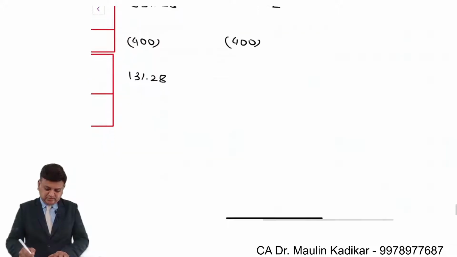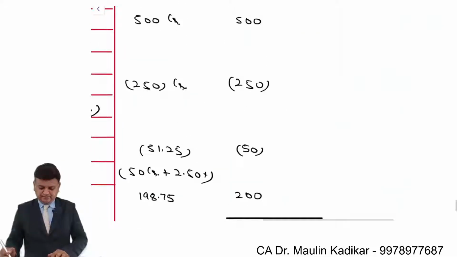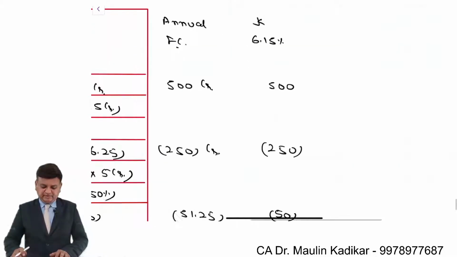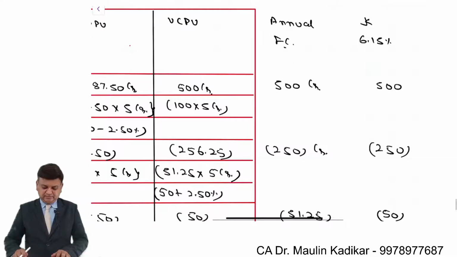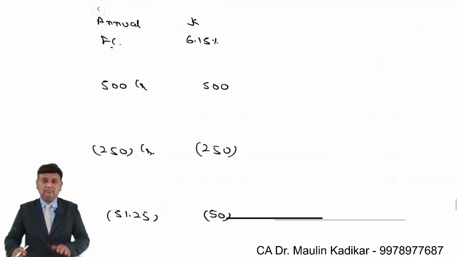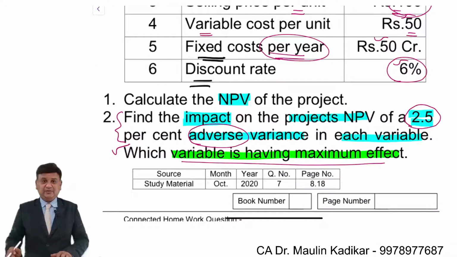Minus 400. 133.12. That is the way the NPV will be calculated with the increase in the cost of capital. Afterwards, next is the life of the project.